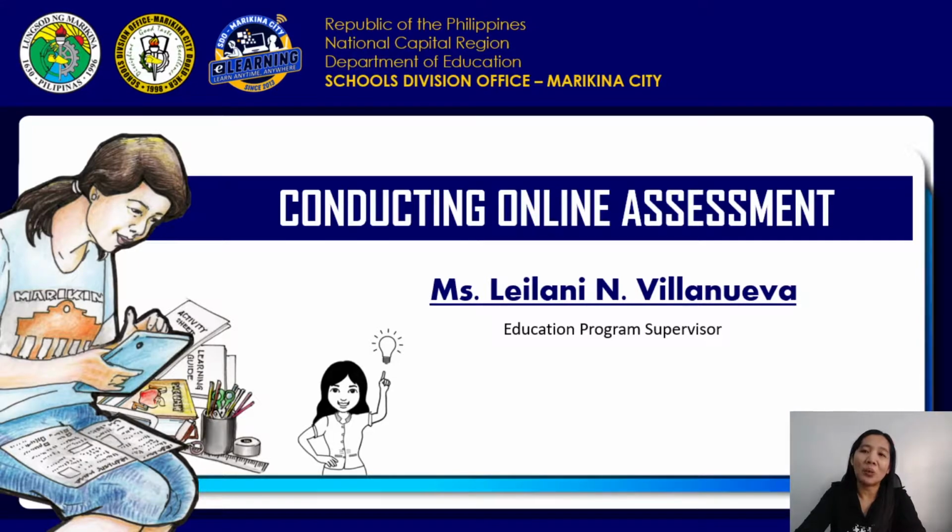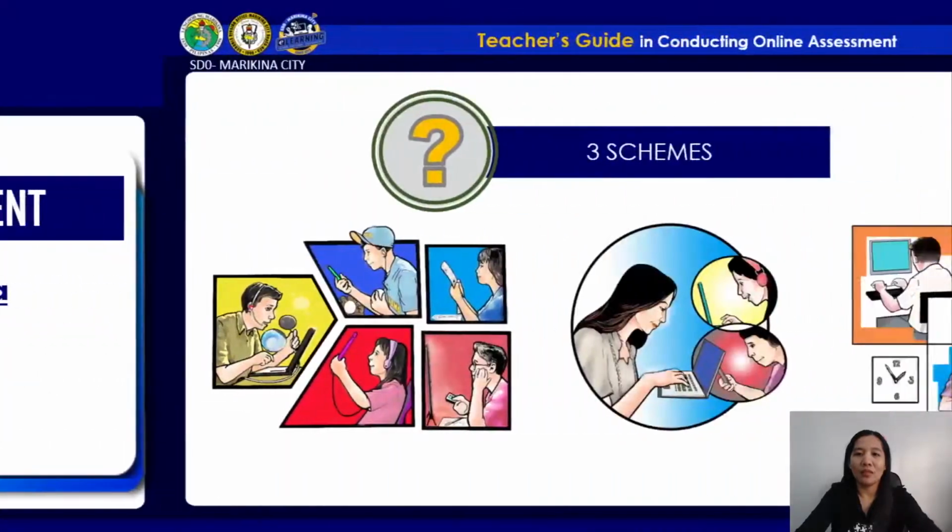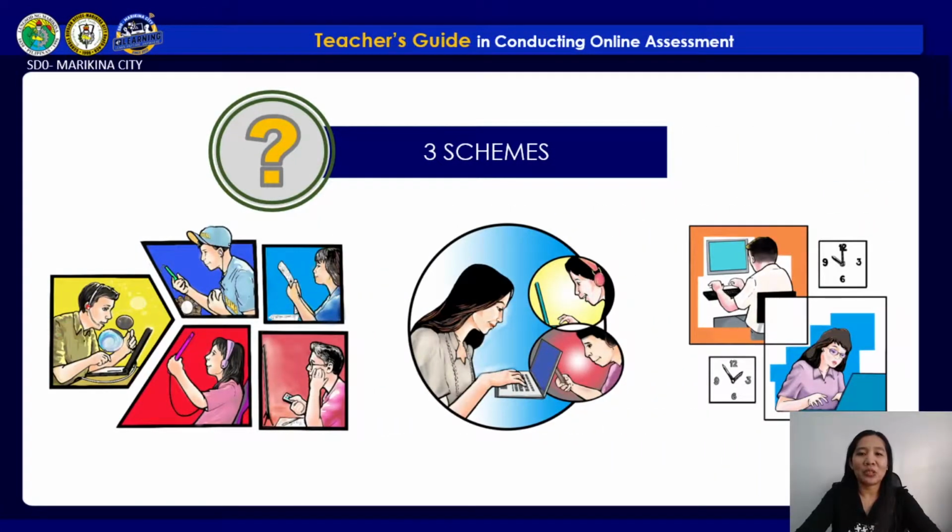But we have to take note, we'll still adapt the online assessment process presented to us by Ma'am Leia a while ago, which is based on DepEd Order 31, Series 2020, or the Interim Policy Guidelines for Assessment in light of the Basic Education Learning Continuity Plan. Now, let's have a short review of the three schemes for online learning delivery modality that were presented to us and demonstrated yesterday. So what are these three schemes? When is the best time to use them?